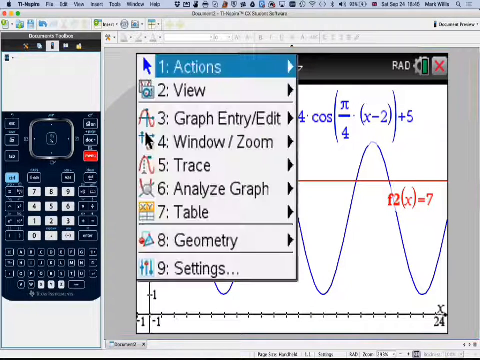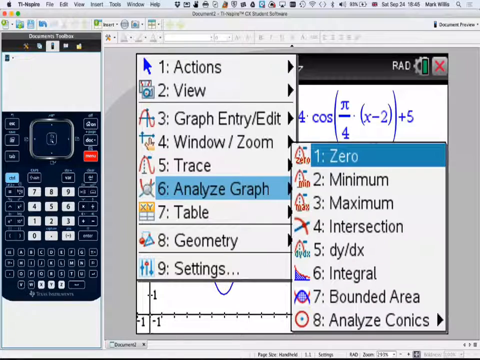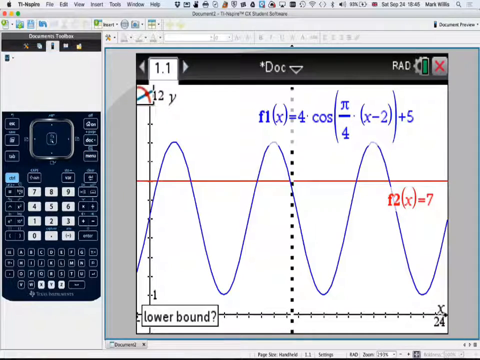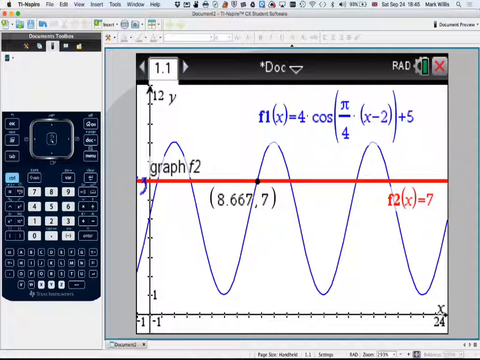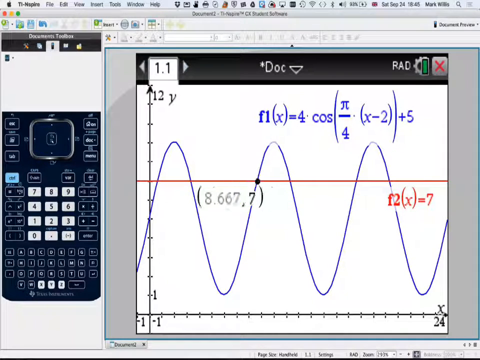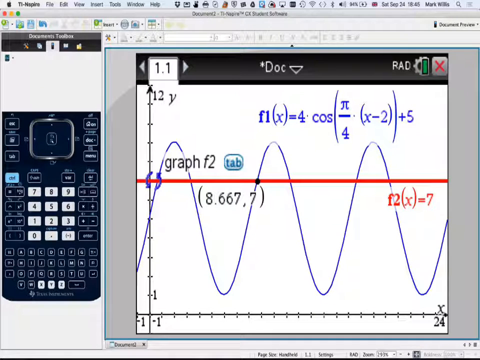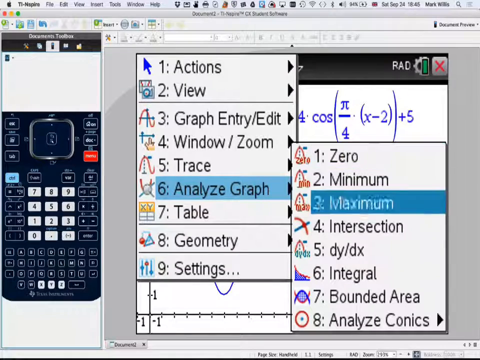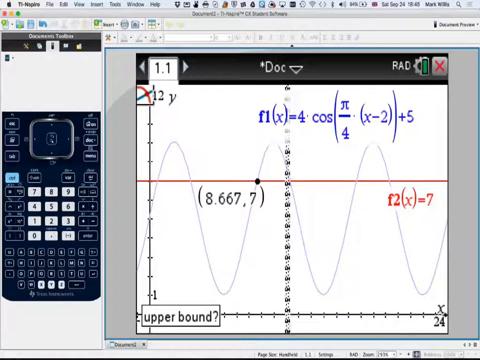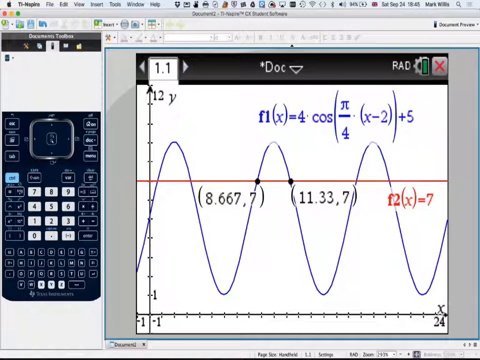To analyze the graph: menu, analyze graph, intersection, we go to the left, we go to the right. Now you interpret 8.667 as 8 2/3. You should be able to recognize that. So it's 8:40, as 2/3 of 1 hour is 40 minutes. Analyze the graph again, intersection, find the second bit there. That's 11 1/3, so it's 11:20. You should be able to do that without doing any further calculations.